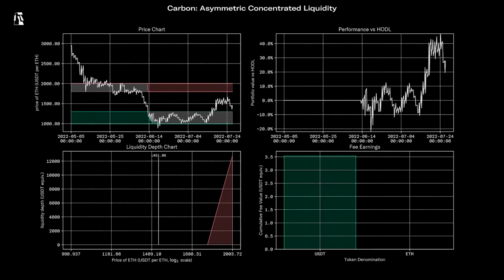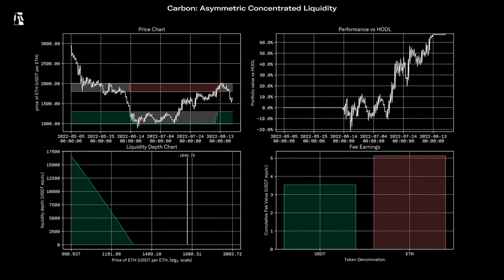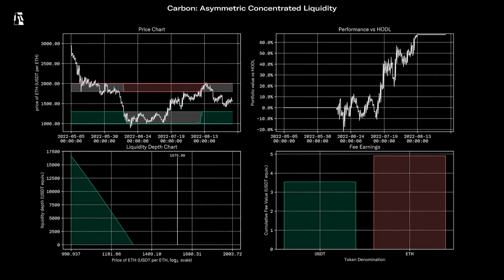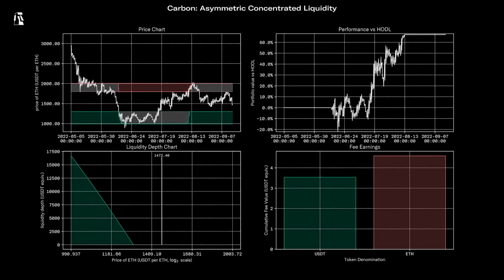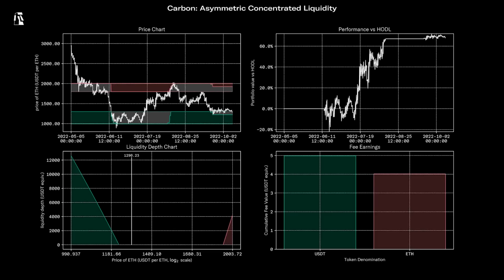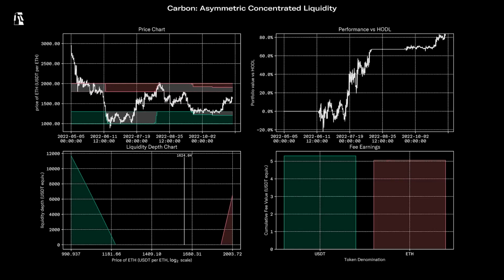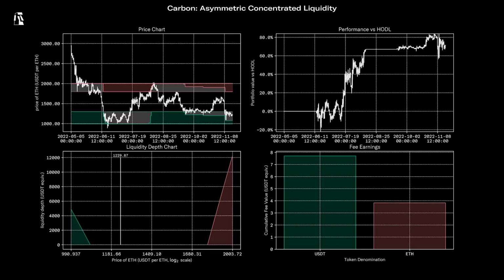In the upper right is the performance versus HODL chart, which is just amazing. This is what we're really here for, right? This position over 1 year makes 138%. In the bottom left is the depth chart. Notice that there is only liquidity in the ranges we picked.